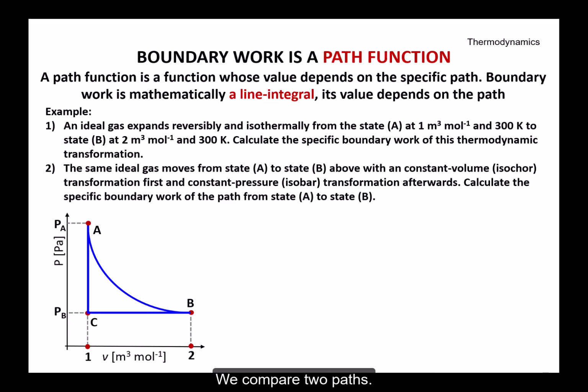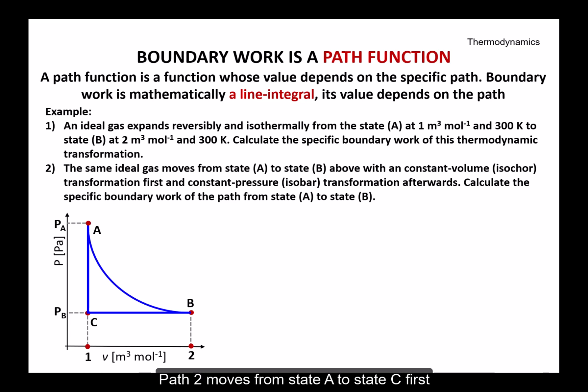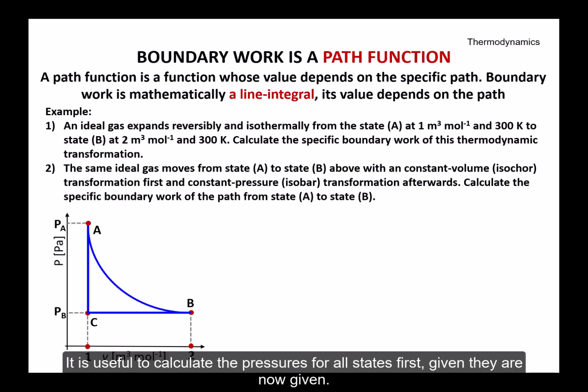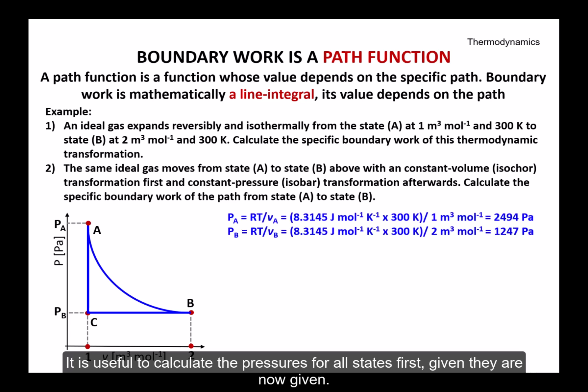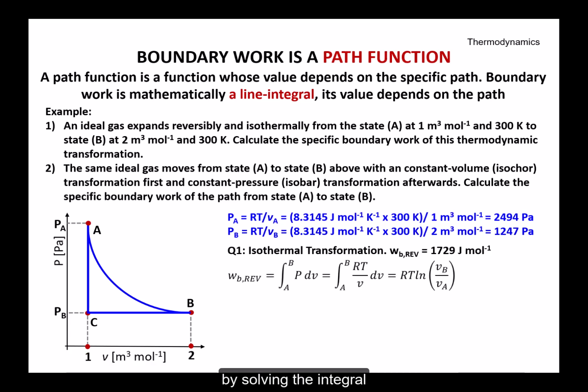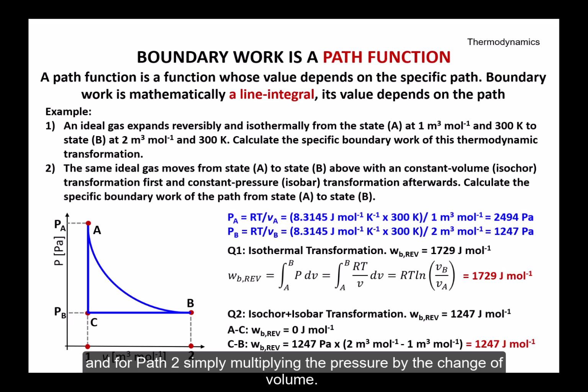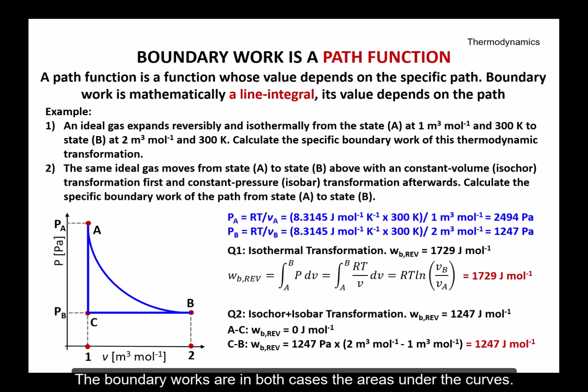We compare two paths. Path 1 moves through a transformation at constant temperature. Path 2 moves from state A to state C, first through a constant volume transformation and then from C to B through a constant pressure transformation. It is useful to calculate the pressure for all states first, given they are not given. Then the boundary work is obtained for path 1 by solving the integral, and for path 2 simply multiplying the pressure by the change of volume. The boundary works are in both cases the areas under the curves.